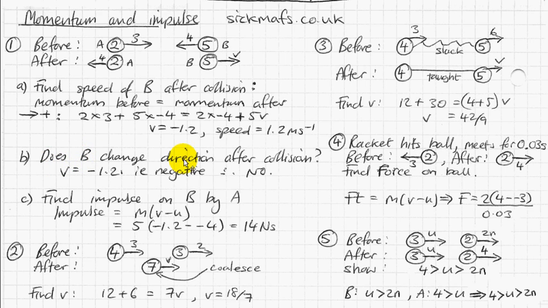Let's move on to the next part of the question, which is asking, does B change direction after the collision? So that's before the collision, as we were saying, and that's after the collision. Before the collision, it was going this way towards the left. Looking at the negative sign on the velocity, you can see that it's not going in that direction, it's going the opposite direction. It's got minus 1.2, so it's minus from that direction, which means really it's moving towards the left. If it was a positive number, it would really be moving towards the right.